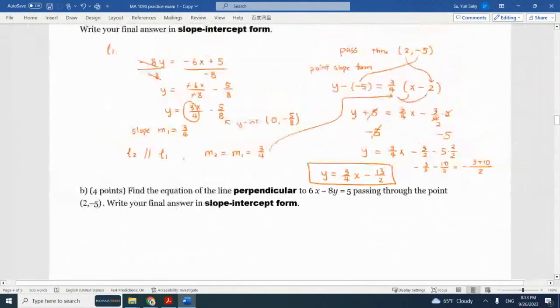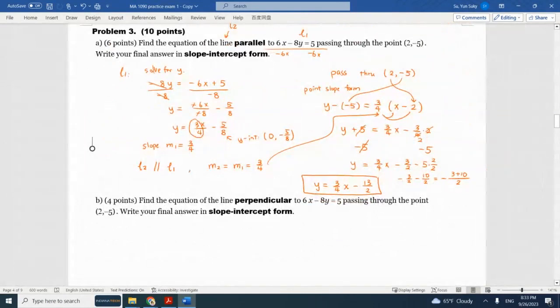Part B. So part B and part A are very, very similar, except in part B, we're looking for the line perpendicular to it. But line number 1 is still the same. So you still have your line number 1, the slope is 3 over 4, right? We can use it from the previous step. M1 is 3 over 4. But because line 1 and line 2 are perpendicular, M2 is the negative reciprocal of M1. The negative reciprocal of 3 over 4 is negative 4 over 3.